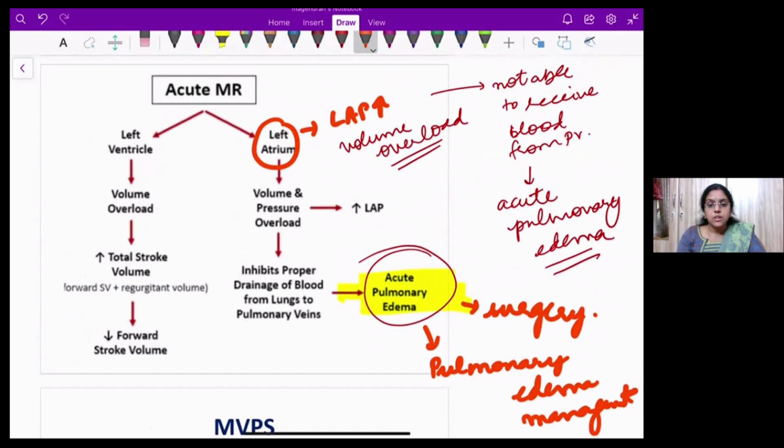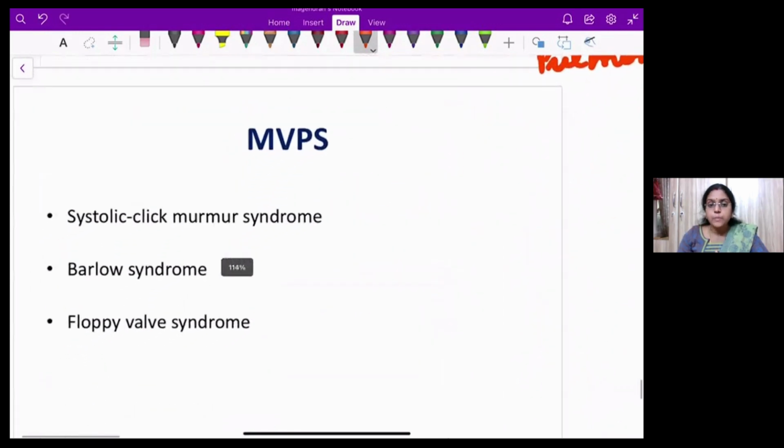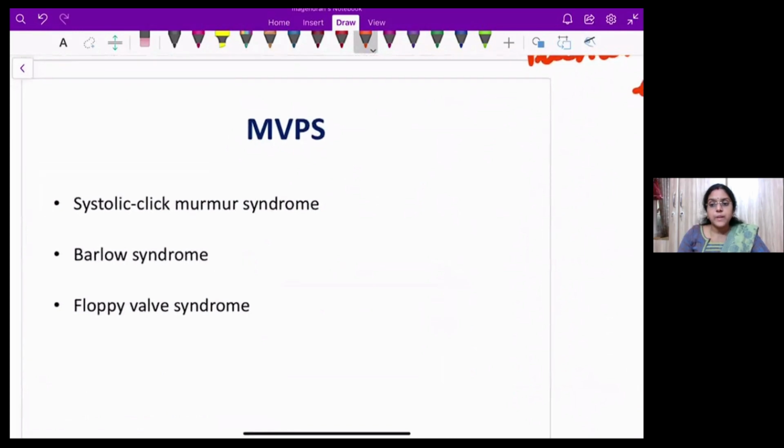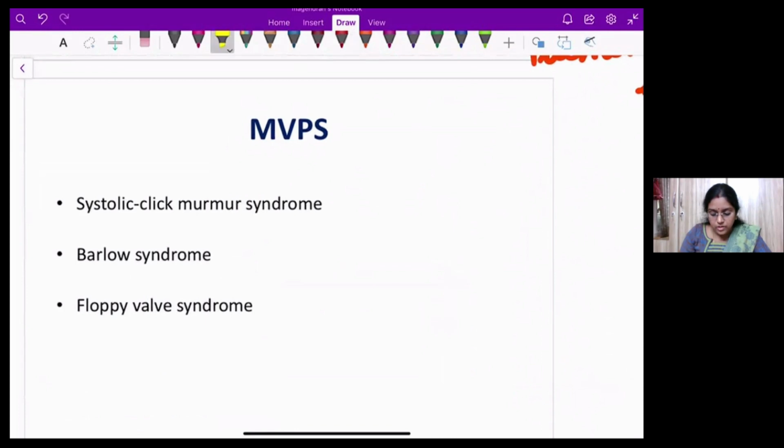Okay, when that is not there, actually disease process becomes more catastrophic and the acute pulmonary edema happens. Okay, that is about acute MR. So just a word about mitral valve prolapse syndrome. What happens in mitral valve prolapse syndrome? It is also called the systolic click-murmur syndrome, the Barlow syndrome, or the floppy valve syndrome.